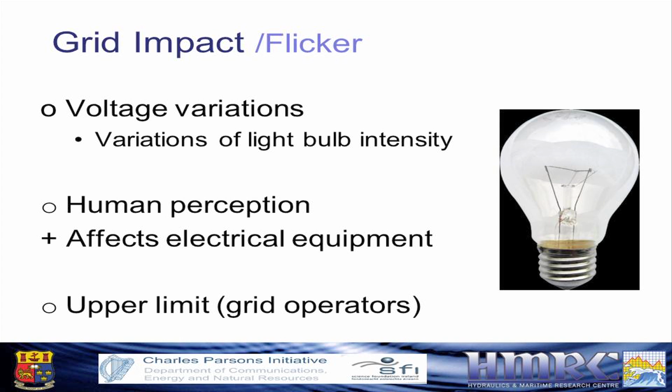Something else we're working on is called flicker, because voltage variation could actually cause variation in the light intensity of light bulbs, hence the word flicker. So that's a disturbance for human perception. That's always annoying, but it might also affect the electrical equipment. And grid operators would set an upper limit under which the flicker level should always be maintained.